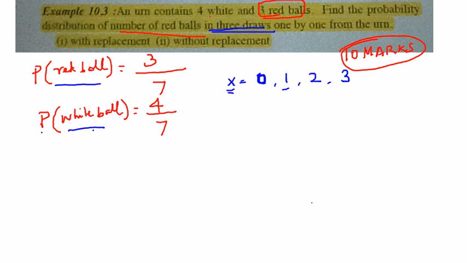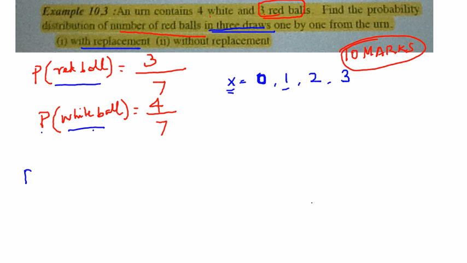Now with this, what are we supposed to find? We are supposed to find the probability distribution of number of red balls in 3 draws one by one from the urn. First is with replacement. That means I am taking a ball, and once I see that it is not red, I am going to replace it again. Okay, let's get started with that.